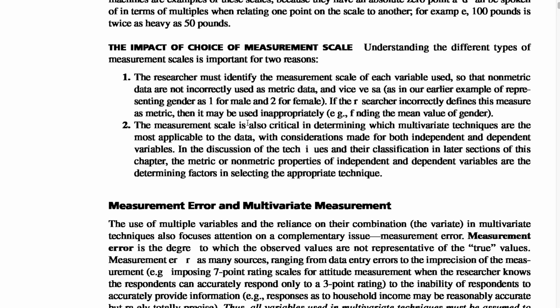If the researcher incorrectly defined this measurement as metric, then it may be used inappropriately, for example, finding the mean value of gender. The measurement scale is also critical in determining which multivariate techniques are the most applicable to the data, with considerations made for both independent and dependent variables. In this discussion of the techniques and their classification in later sections of this chapter, the metric or non-metric properties of independent and dependent variables are the determining factor in selecting the appropriate technique.